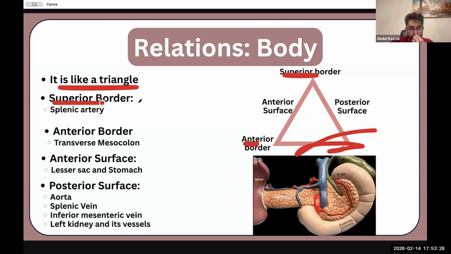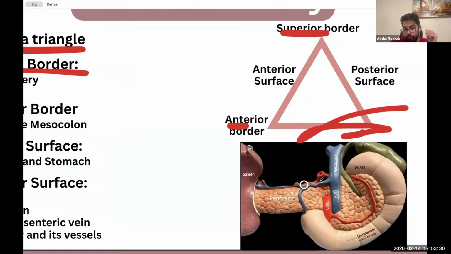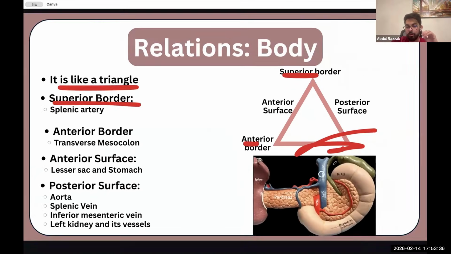We only care about superior border and anterior border, which are the angles, okay? On the top and on the front, and surfaces on the back and the front. The superior border here, as you can see, the top of the body, you can see this very prominent artery running on it, which is the splenic artery, okay? So on the superior border, you have your splenic artery flowing. It is hitchhiking on the pancreas to reach the spleen. It's like a roadway for it to reach the spleen on the pancreas.